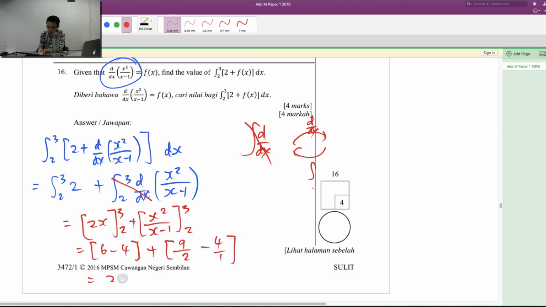And then this is 2 plus half, isn't it? Yeah, should be half. So should be 5 over 2, or you can call it 2.5.